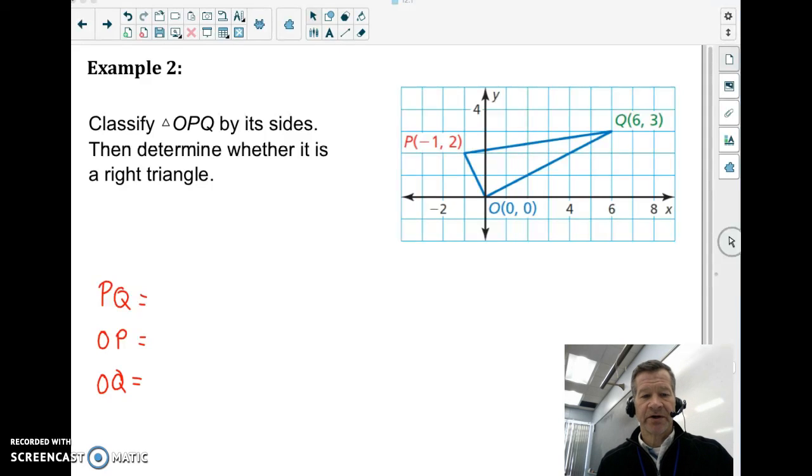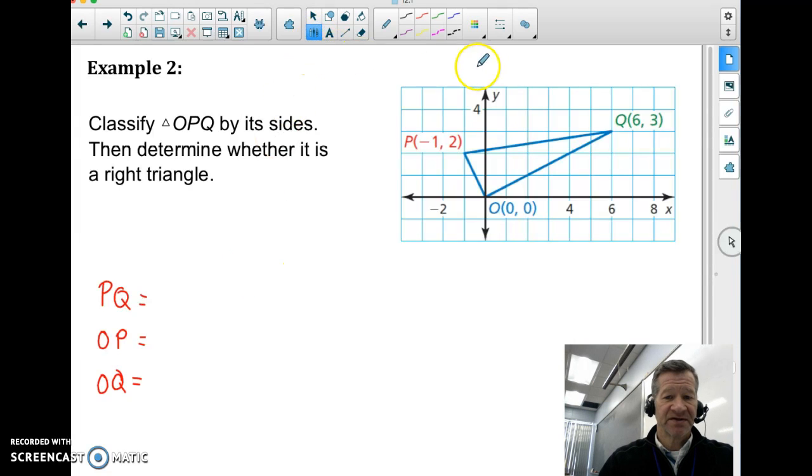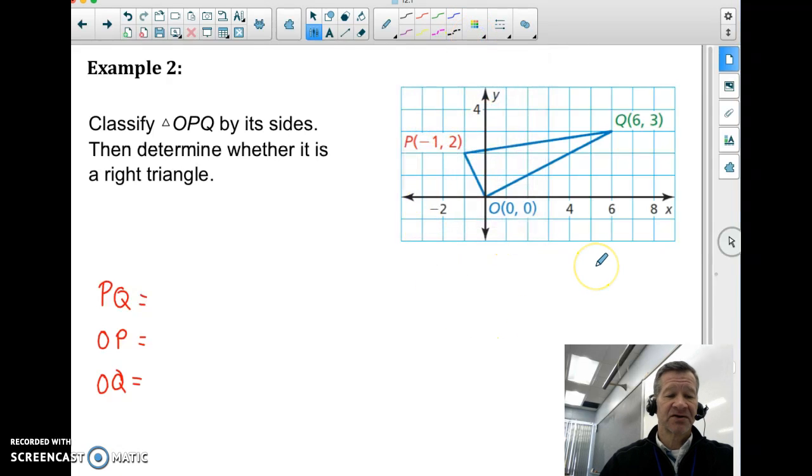All right, in example 2 here, we are now going to again classify a triangle by its sides, but this time we have to measure the sides using the Pythagorean theorem, or the distance formula if you prefer. So I have a triangle OPQ, and its vertices are at the origin, 0, 0. Point P is at -1, 2, and point Q is at 6, 3. Determine whether it is a right triangle or not.